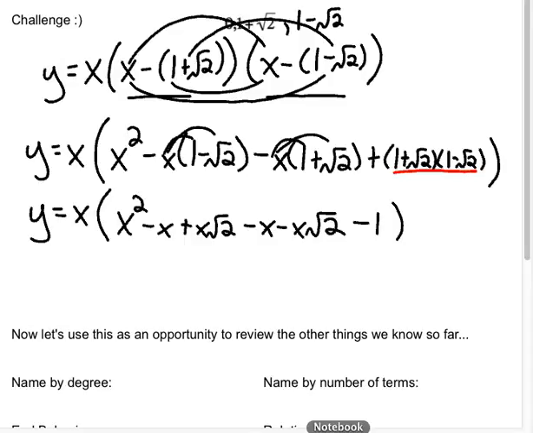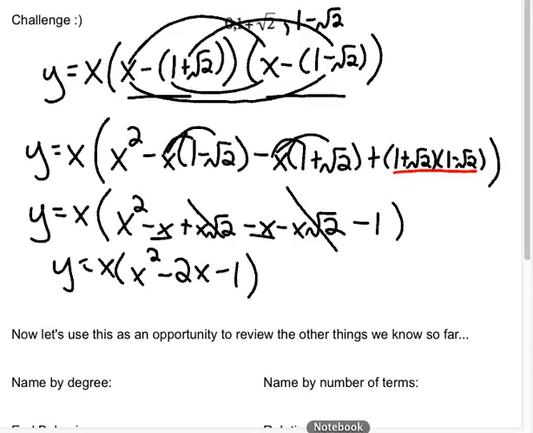Now, some things I want you to notice. X square root of 2 minus x square root of 2, just like that. We have minus x, which is a minus 2x. And now finally, let's distribute that x. So I have x cubed minus 2x squared minus x.